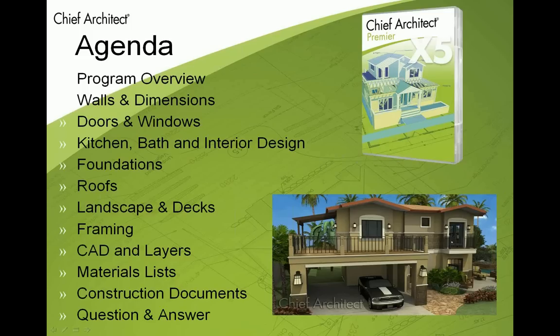Today we will be going over the program overview. We'll draw out walls and I'll show you how to dimension. We'll place doors and windows. We'll create a basic kitchen design and a little bit of interior design. We'll add a foundation and a roof, and we'll be changing the roof style. We'll then add landscaping, a sloped lot, a deck. We'll cover framing and how CAD and layers work within Chief Architect. And at the end, we'll generate a material list and we'll create construction documents. If you have any questions throughout, just send in a chat message to Emily.